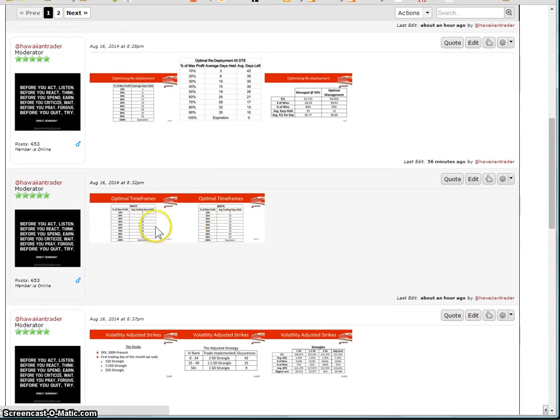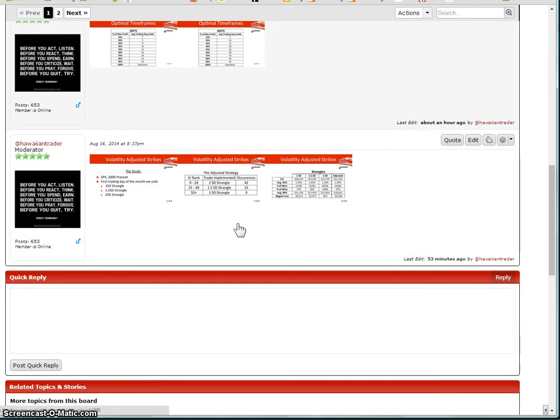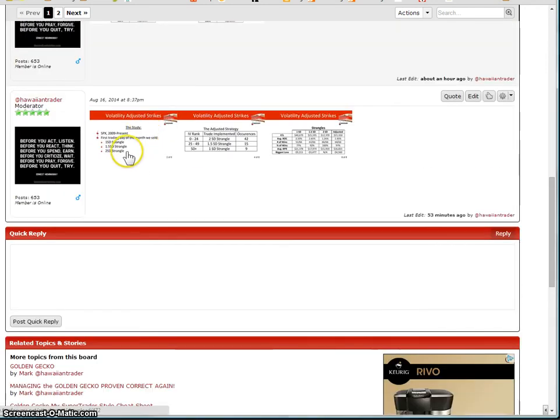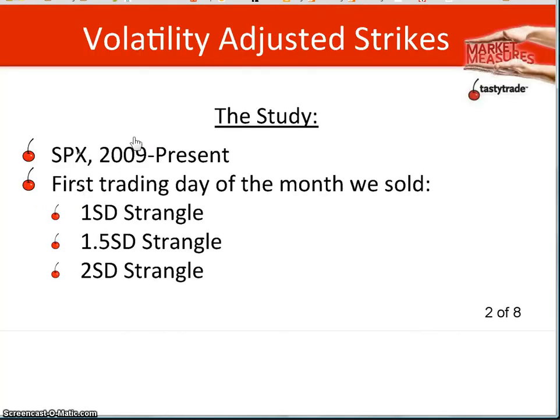These other two time frames on here, I think, are for 30 and 60 days. So you can print those out and use them as well. And now this next one up here is pretty important, because let's say the SPY is not above 50% or not above 35%, and you're looking for something to trade. Okay, volatility adjusted strikes. Take a look at what they did on the SPY from 2009 to present. They did a golden gecko, or basically a 1 standard deviation strangle, a 1.5, and a 2 standard deviation strangle.